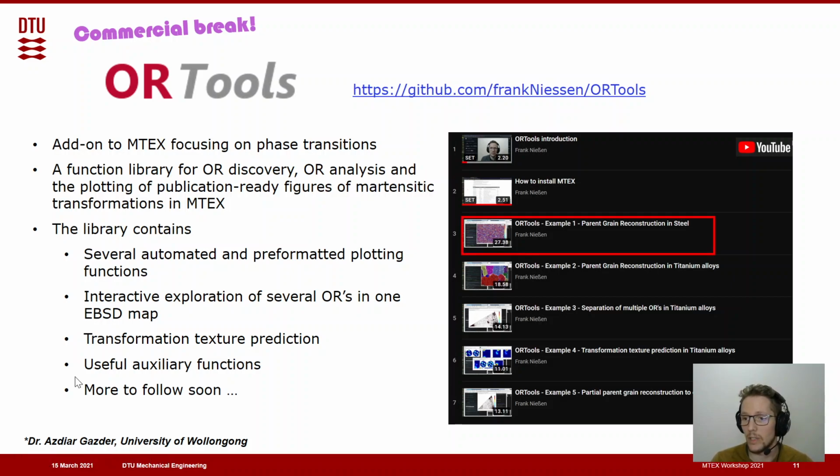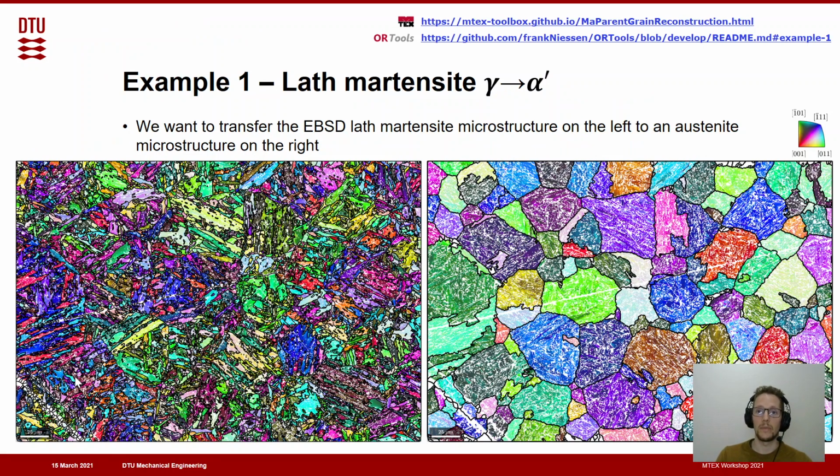Yeah, and actually we're going to start with this example 1 now, which you see right there. Example 1 is also the example that is on the MTEX homepage in the documentation of martensite parent grain reconstruction. And we have the parallel example 1 in this ORTools toolbox where we show a little bit on how these functions are being used on the same example. But they both do the same reconstruction because all the technical stuff is in MTEX.